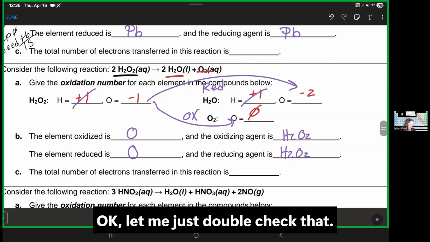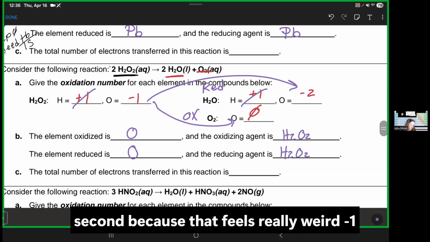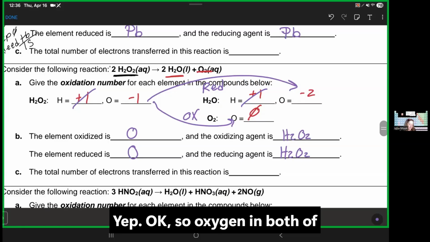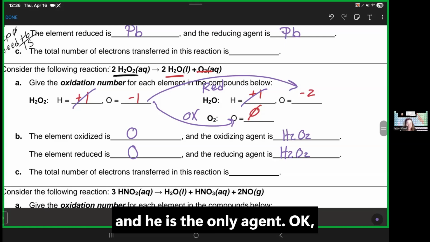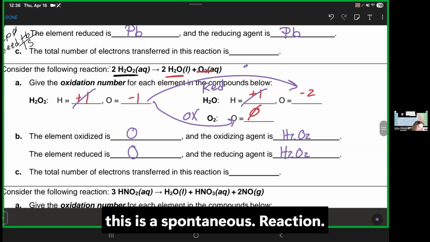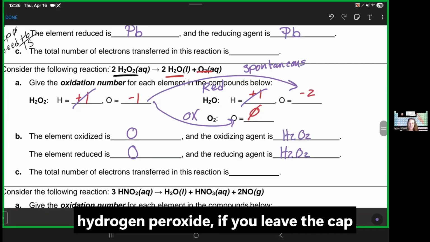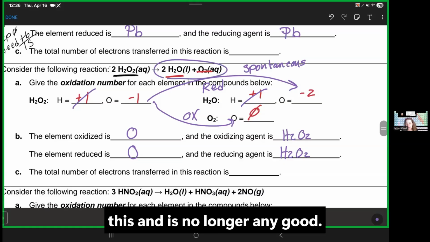Okay, let me just double check that. Let me look at this for a second because that feels really weird. -1 to -2, right? So he was reduced. Yep. So oxygen was both oxidized and reduced, and he is the only agent. Okay, this is a spontaneous reaction. I don't know if you know, like your hydrogen peroxide, if you leave the cap off of it, it basically decomposes into this and is no longer any good.